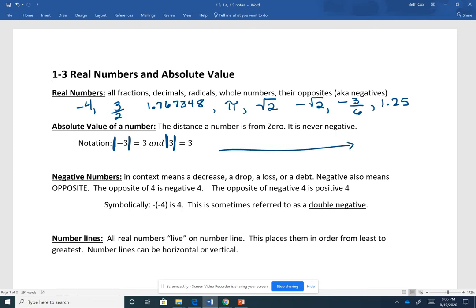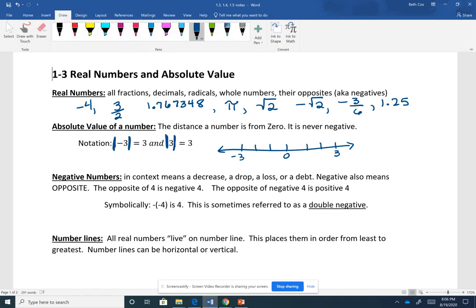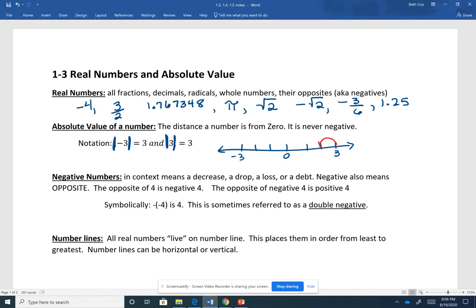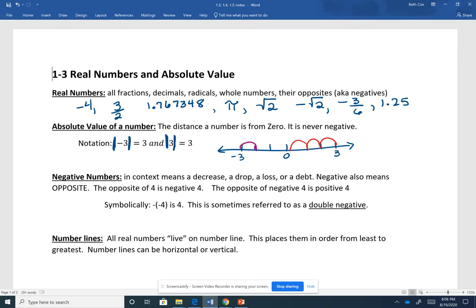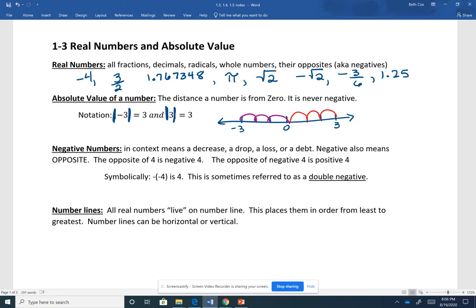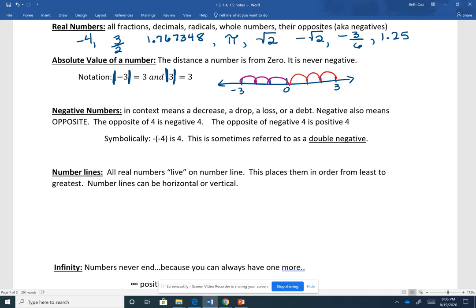because on a number line, we'll look at some more number lines, +3 is 3 steps away from 0. See, 3 humps. Oops, I kind of missed there. And -3 is also 3 steps away from 0. That's what the absolute value is, the distance away from 0. It can't be negative.